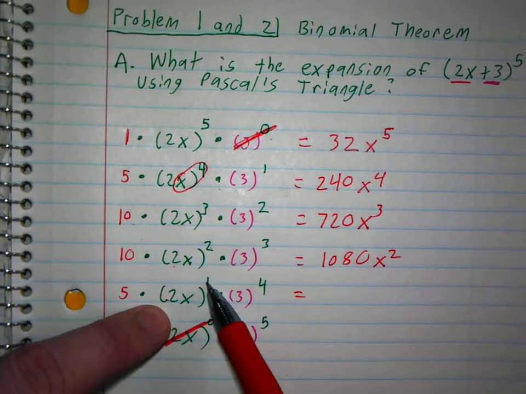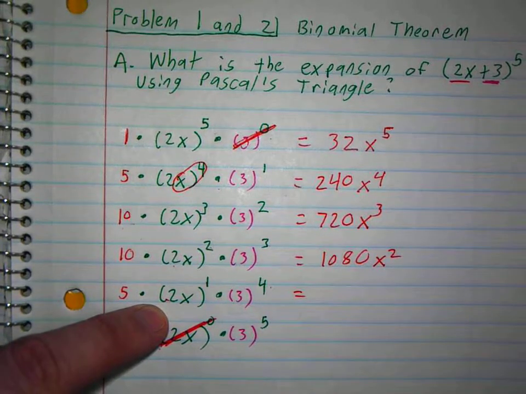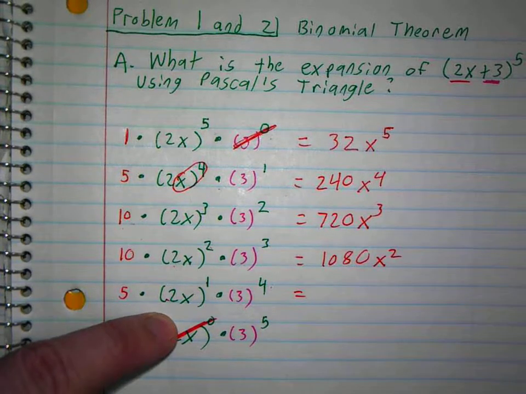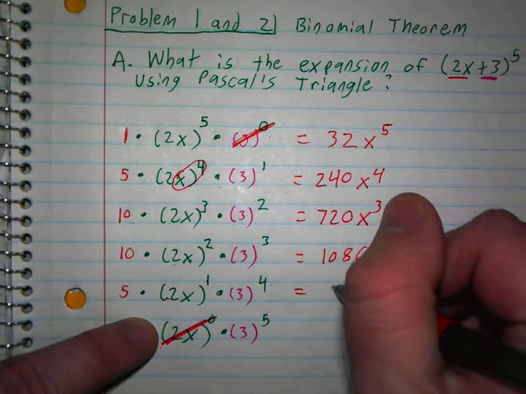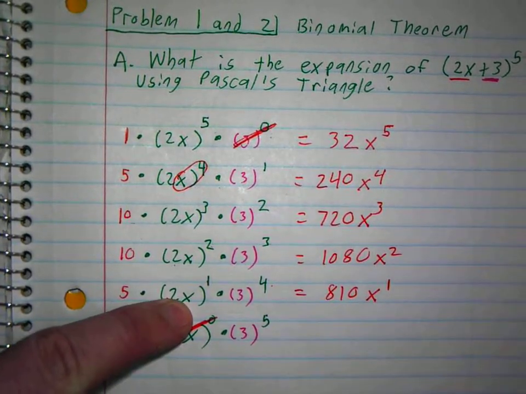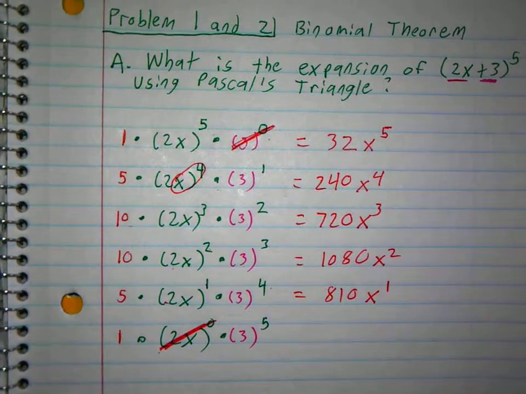Here, 2 to the 1 is 2. 3 to the 4, let's see, 3 times 3 is 9, would be 9 twice, 81. 81 times 2 is 162. And then 162 times 5 is 810. 810, x to the 1. And then down here, 3 to the 5th times 1 is 243.